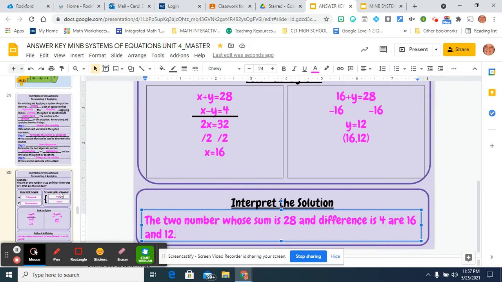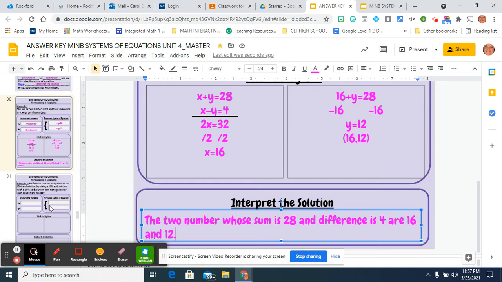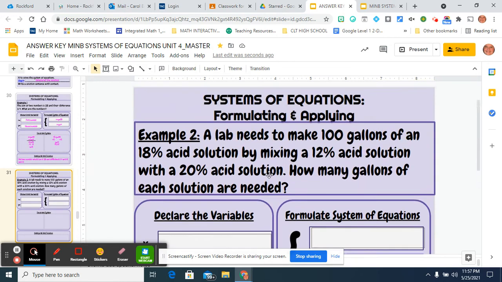Okay, so that's the steps that we're going to follow. We're going to go on and do some more challenging problems now. So the next example says a lab needs to make 100 gallons of an 18% acid solution by mixing a 12% acid solution with a 20% acid solution. How many gallons of each solution are needed? This should bring you back to when we did weighted averages, and this is another way to do weighted averages where we're going to actually use a system to help us.